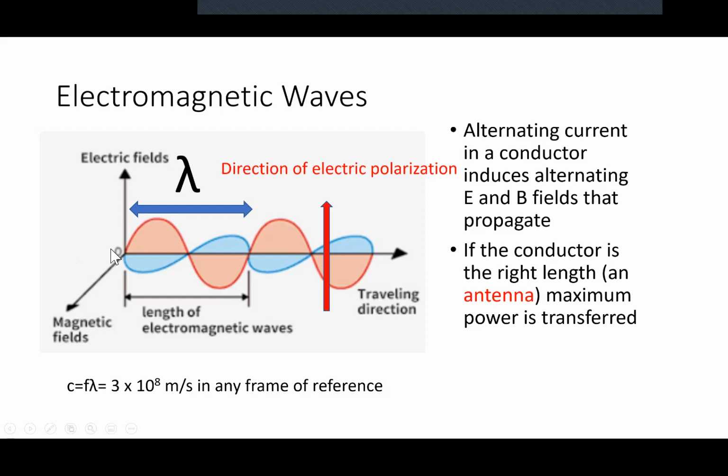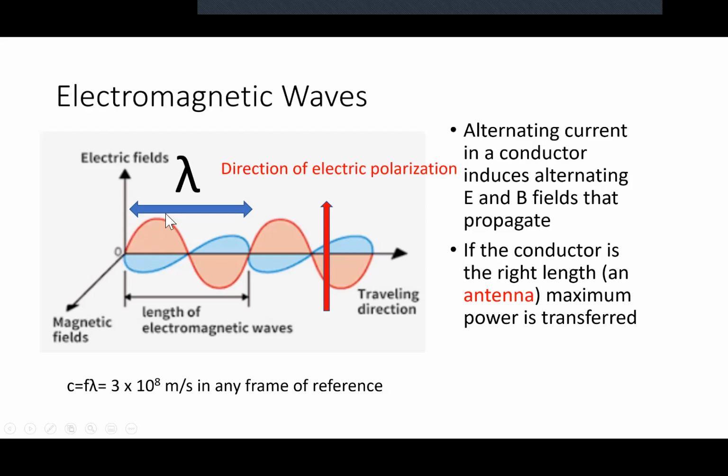the direction of charge oscillation and consists of an electric component that lies in the plane of the charge oscillation, shown by this arrow here, and that's called the direction of electric polarization, and then a magnetic field that lies perpendicular to the time-varying electric field.